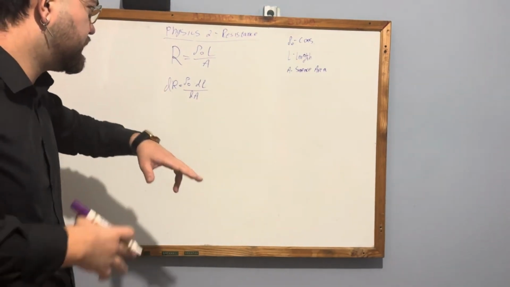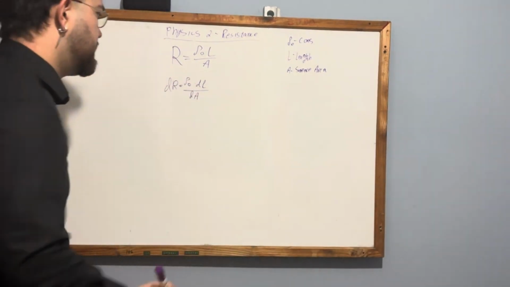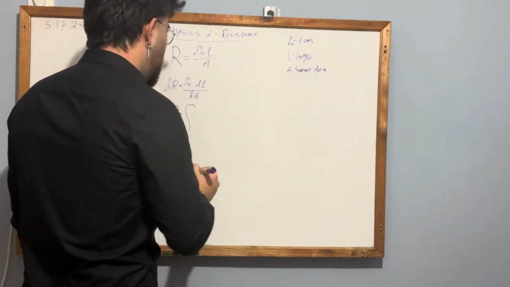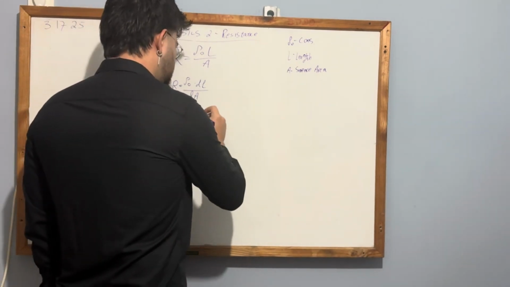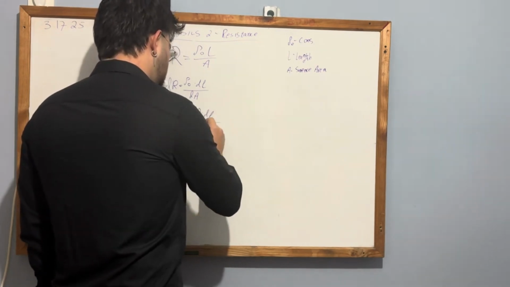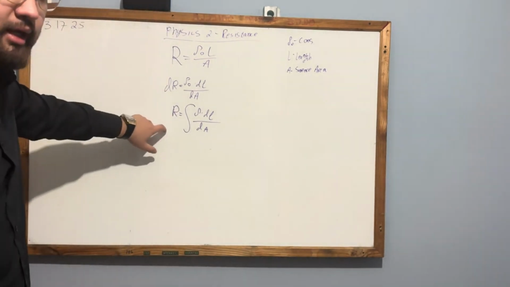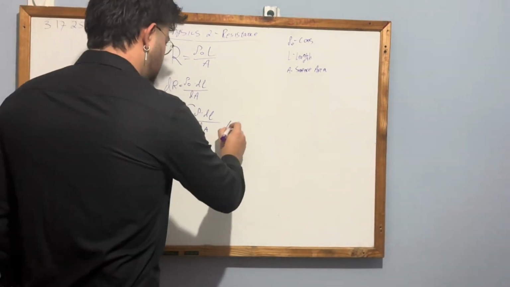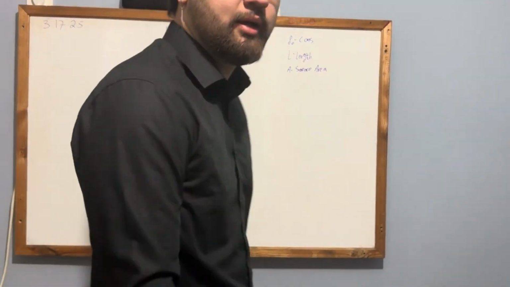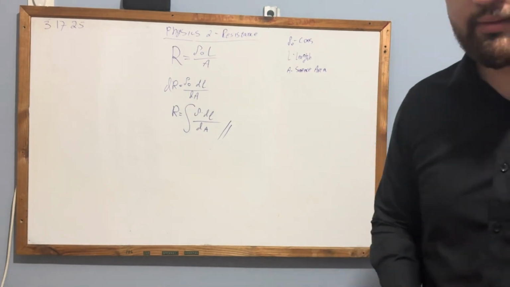So if we want to rewrite our formula for this one, which is not the simple form, we have R equal to the integral of rho times dL divided by dA. That is our formula. That is what we're going to use most of the time. So remember this formula, guys. It's going to be very important. I'll write up my example question and we'll start solving it.